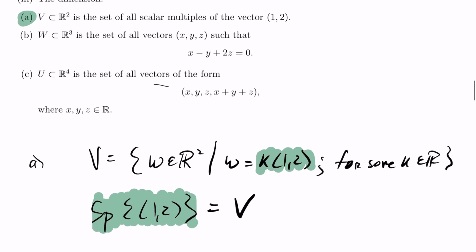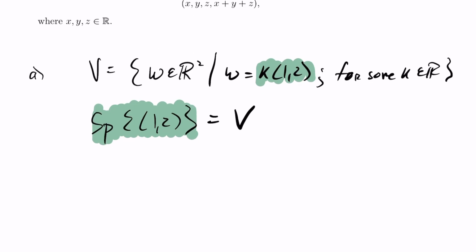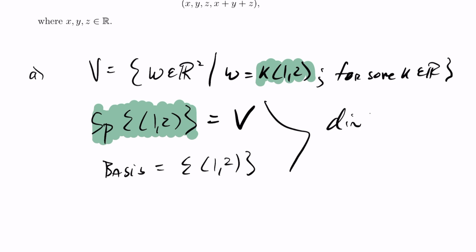Moving forward, they then ask, what is a basis? Well, your spanning set consists of a single vector. In itself, that vector is linearly independent. That is a basis. So your basis for this set is going to be generated from the vector 1, 2. And putting that together, the dimension of V is just the number of vectors in your basis set, which in this case is 1.